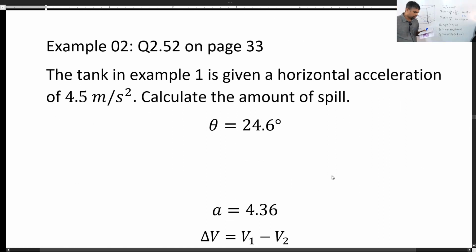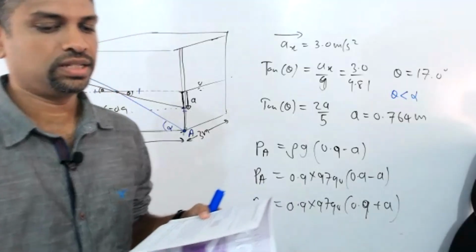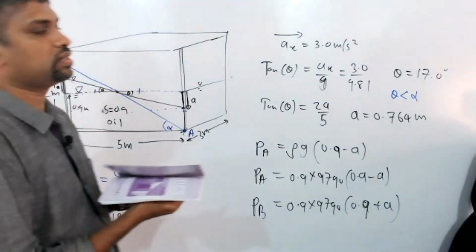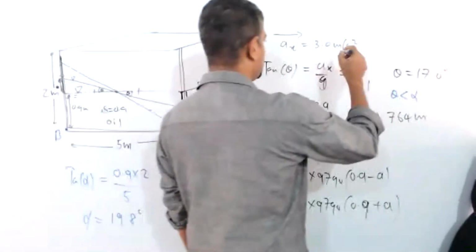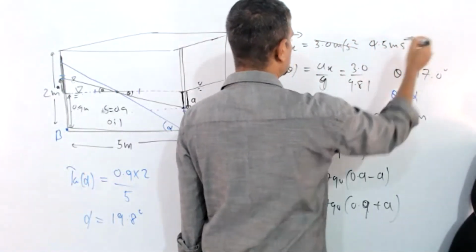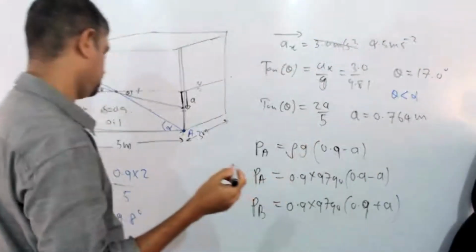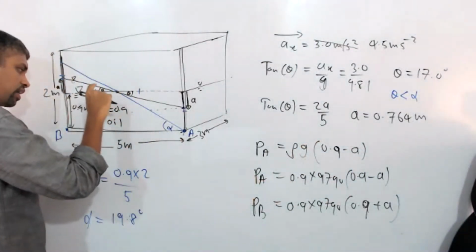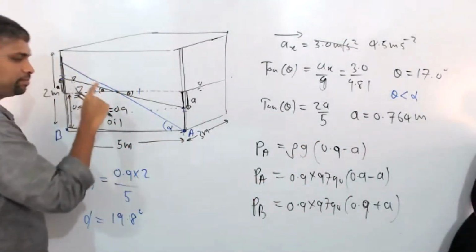The tank in example 1 is given a horizontal acceleration of 0.5 meters per square second. Calculate the amount of spill. Now the acceleration is further increased. Now the acceleration is 4.5 meters per square second. The question is to calculate the amount of spill.